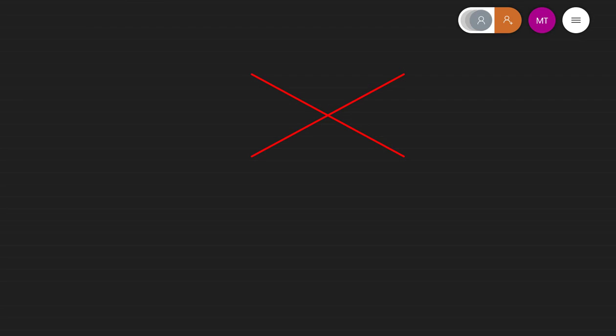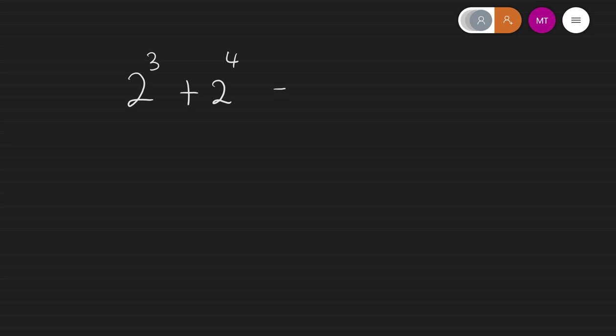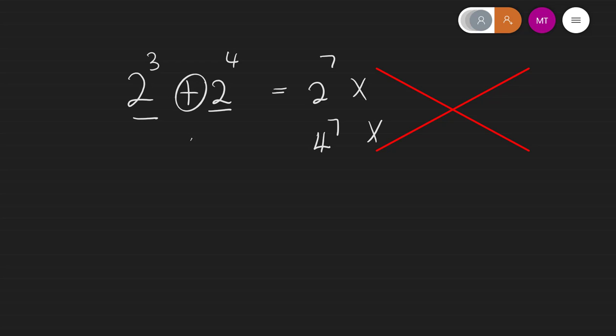Even this one, where students make a mistake. They will say 2 to the power of 3 plus 2 to the power of 4 is 2 to the power of 7 or even 4 to the power of 7, which is wrong because in this case, yes, the bases are the same, but you have to multiply.